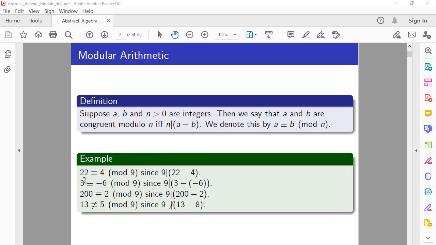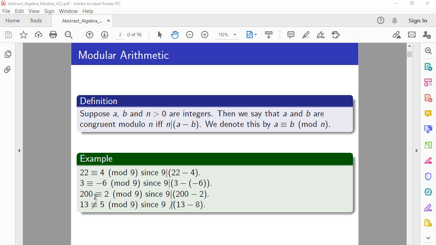Here is an example. 22 and 4, are they congruent modulo n? Well, let's see. What is 22 minus 4? 22 minus 4 is 18, and 18 is divisible by 9, and therefore 22 indeed is congruent to 4 mod n. Is 3 congruent to negative 6 mod n? Well, if we subtract negative 6 from 3, we would be getting 9, and 9 is divisible by 9. So 3 is congruent to negative 6 mod n.